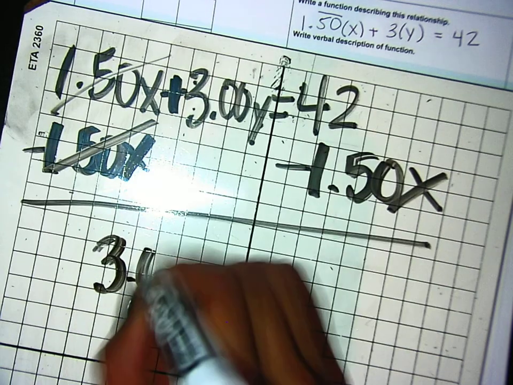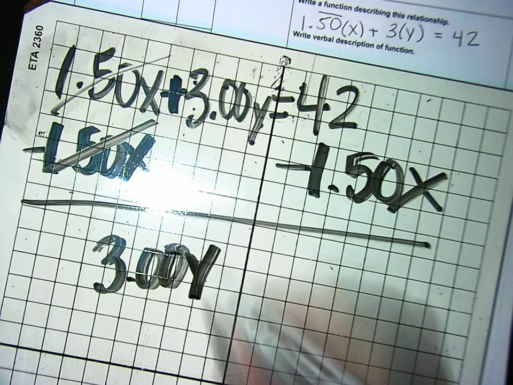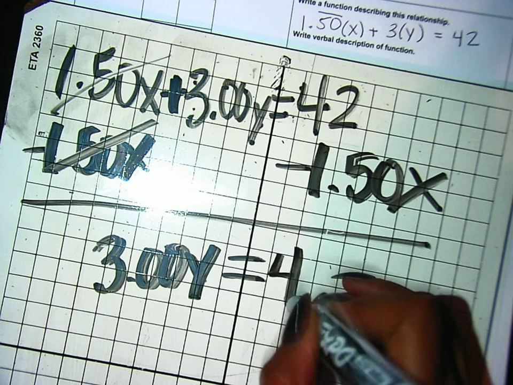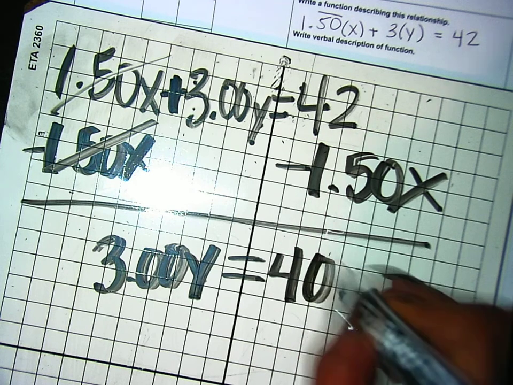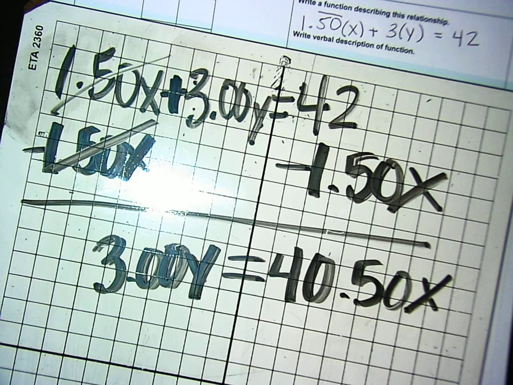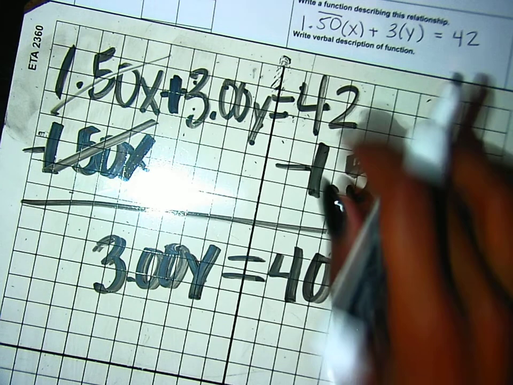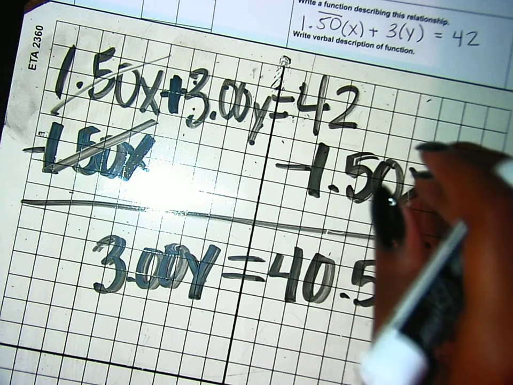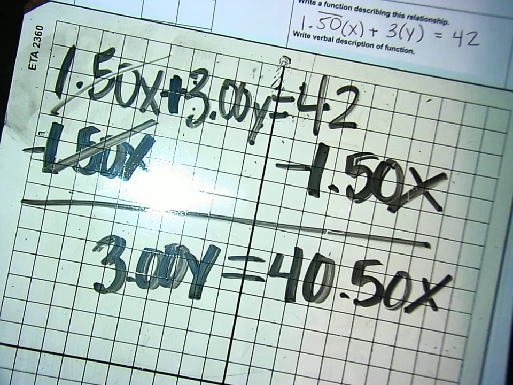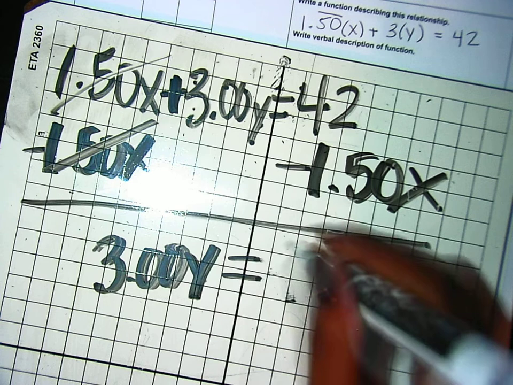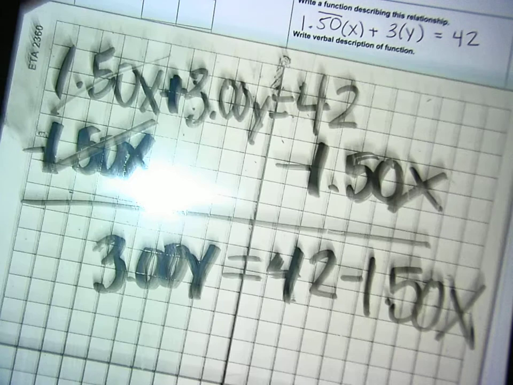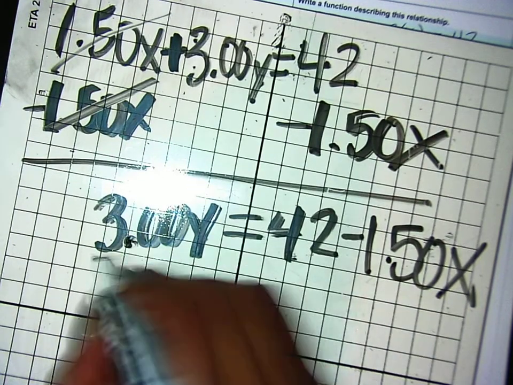So I'm left with $3 per video is equal to, now a lot of you are going to want to write this, but this is wrong because these are not like terms. I cannot subtract $1.50 from 42 because this has an X with it. This has a variable with it. The 42 does not. So we're just going to bring that down. Now to get Y by itself, I'm going to divide both sides by 3.